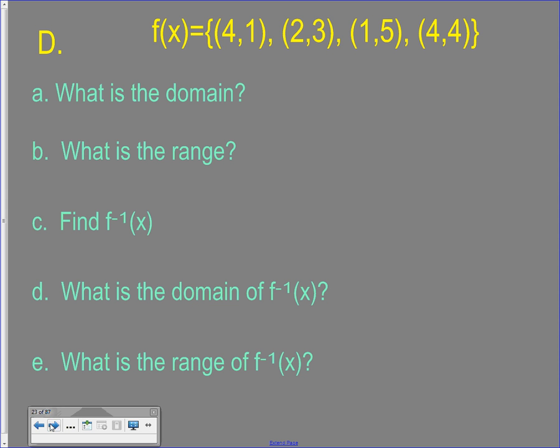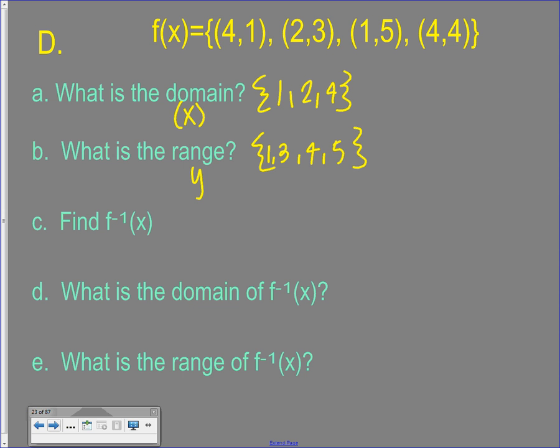So this one asks us for the domain. And hopefully you remember from semester 1 that domain is the x's. And in a list of numbers, we're going to list our x coordinates in increasing order. So 1, 2, 4 is our domain. And our range will be the y values. So our y values in increasing order here are 1, 3, 4, and 5.